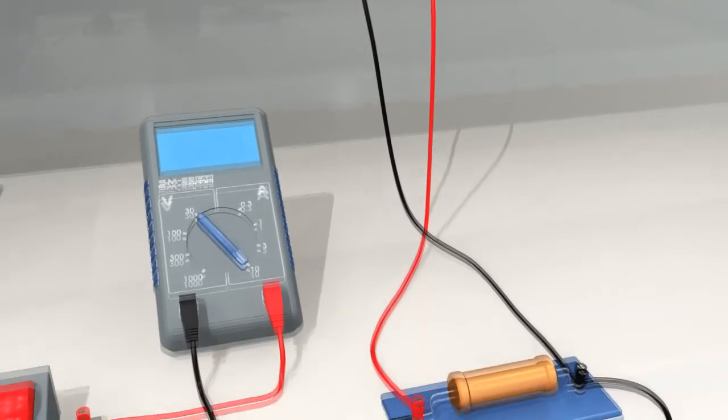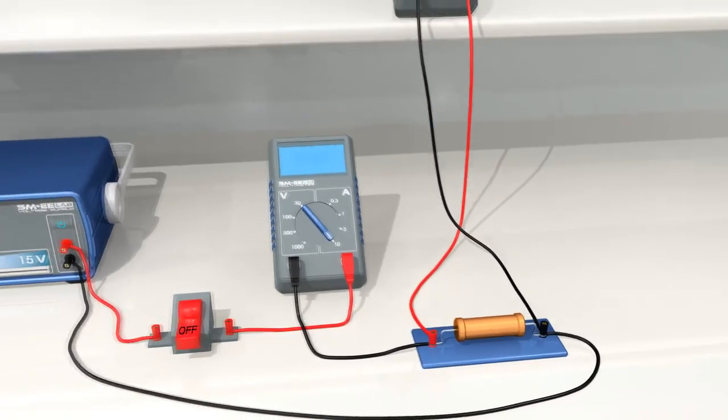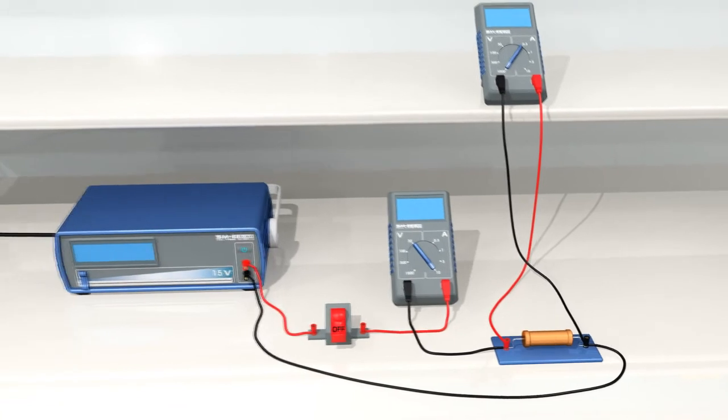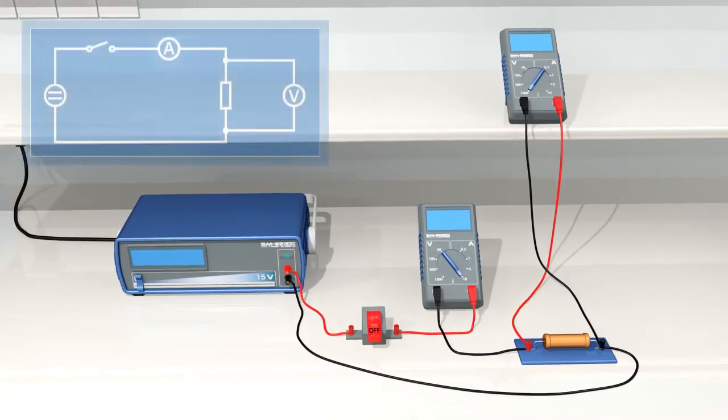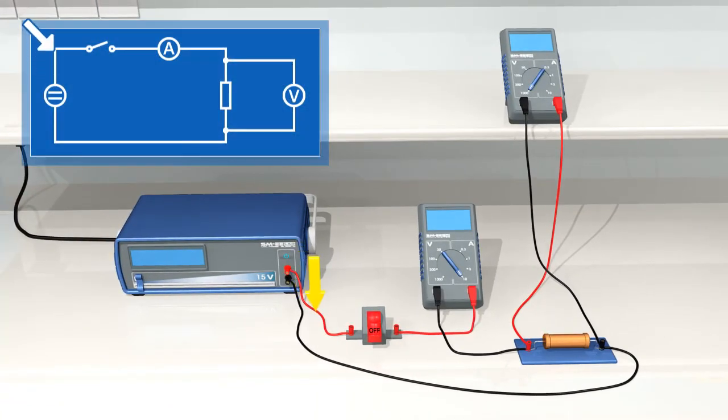Our technician has just connected a simple DC circuit, so you can study Ohm's law. Let's follow the connections he has made. The voltage supply is the first component of the circuit, and is connected through a switch to an ammeter that measures the circuit's current. From the ammeter, we have a lead to the resistor, and from the resistor, back to the second terminal of the voltage supply.